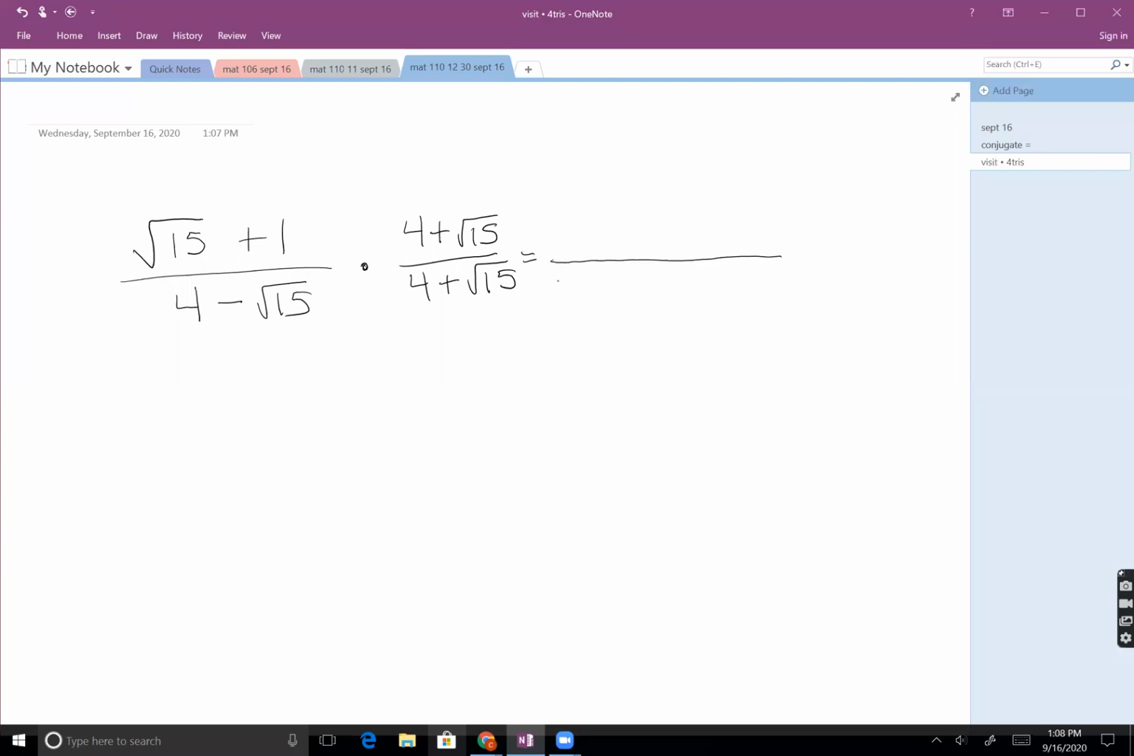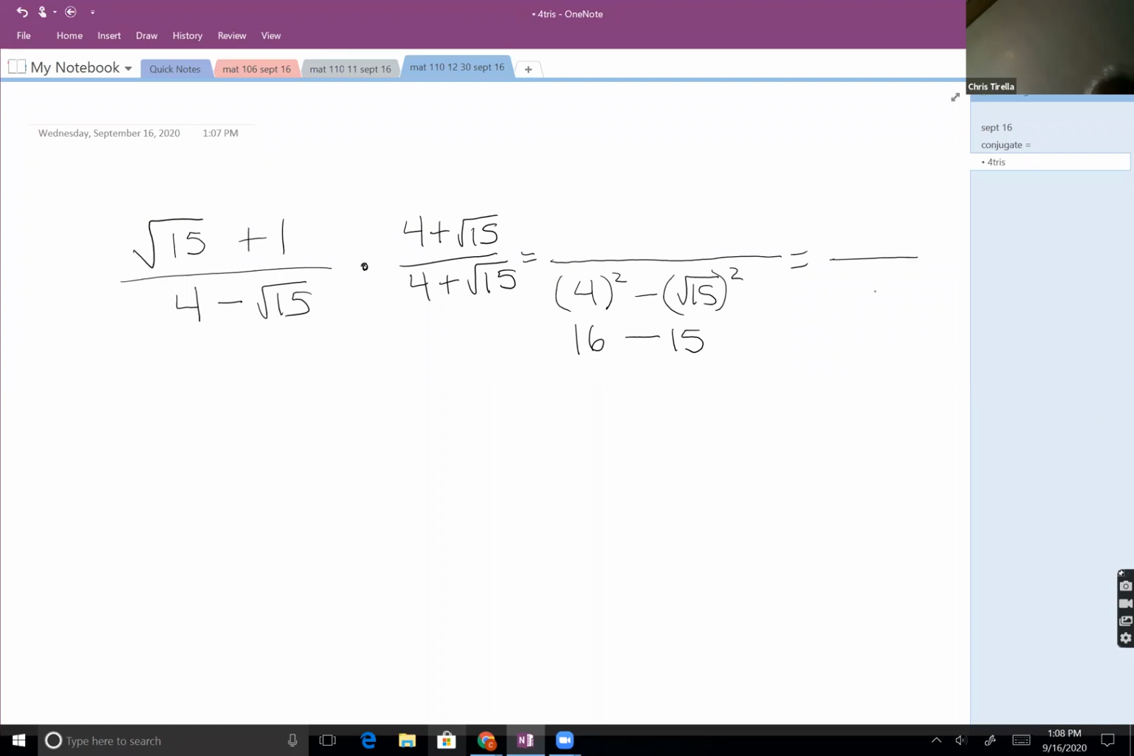Yes. Because they're conjugates, it's going to be 4 squared minus radical 15 squared. So the denominator is going to be 16 minus 15, which is 1.